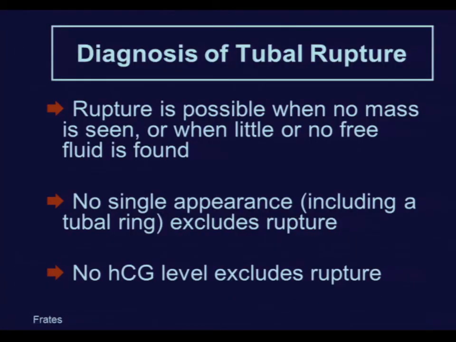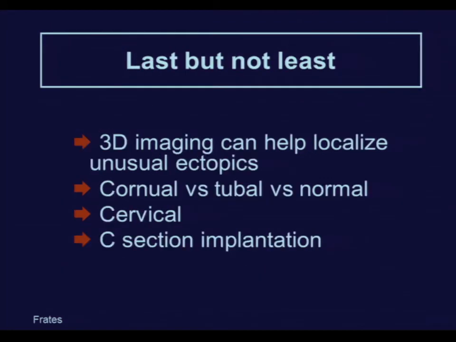So, in conclusion, tubal rupture is possible when there is no mass seen at all or when little or no free fluid is found. And there is no single appearance, including an intact tubal ring with a heartbeat, that can exclude fallopian tube rupture. And there is no lower level of HCG that excludes fallopian tube rupture.